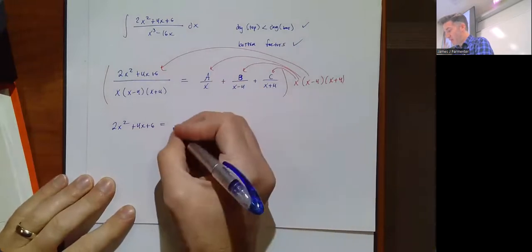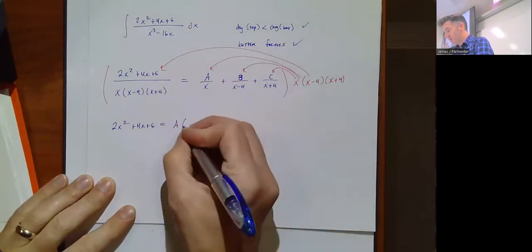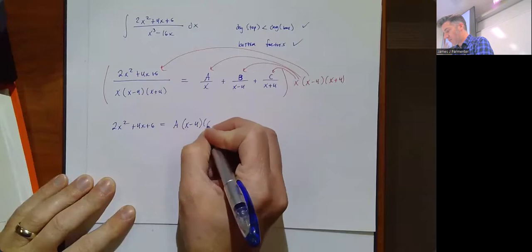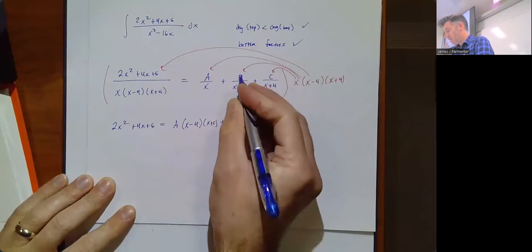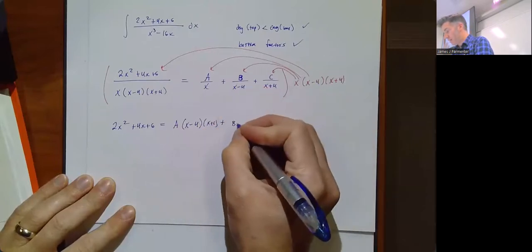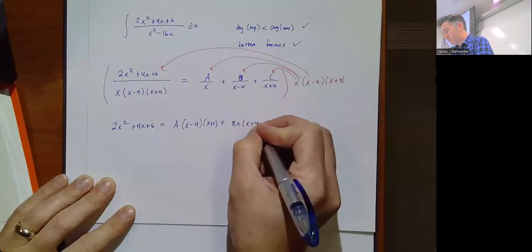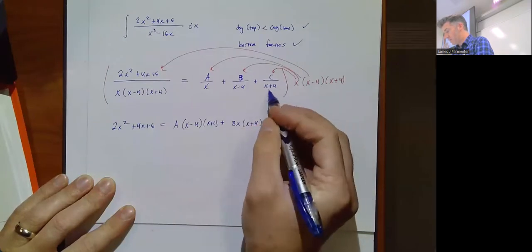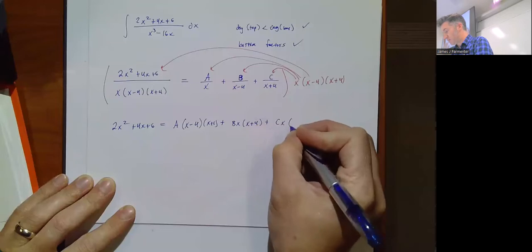So I'm going to get a times the x's would cancel. I'm left with x minus 4 times x plus 4. B, the x minus 4s would cancel, so I'm going to have b times x plus 4. And c times, the x plus 4s would cancel, so I'm going to have c times x minus 4.